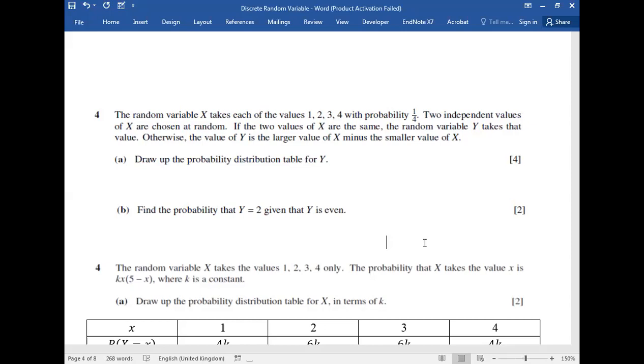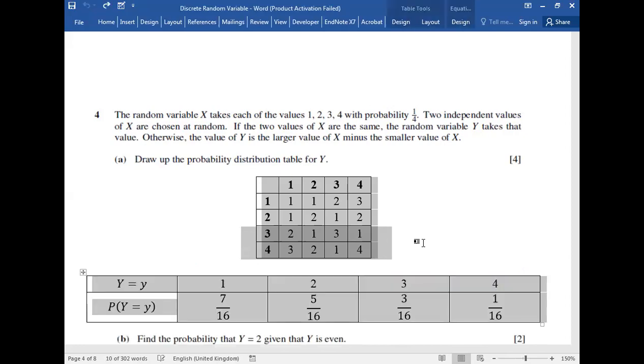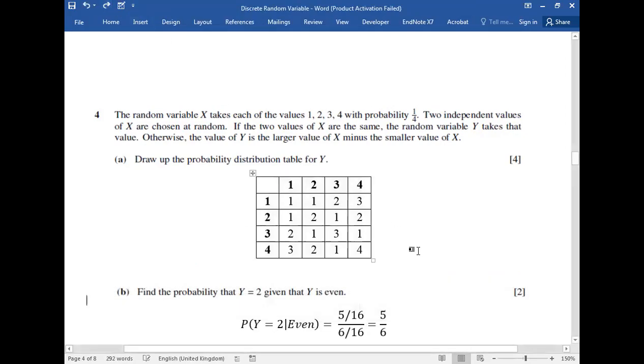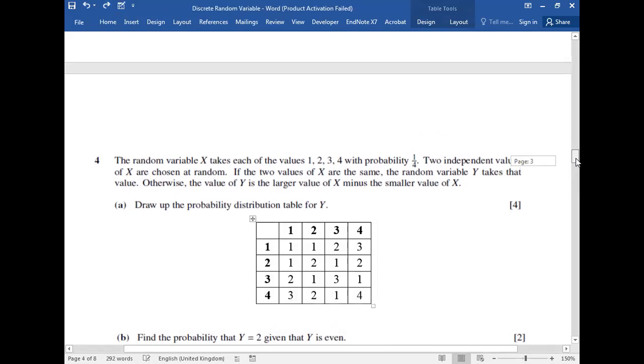And now what should we do to analyze this entire thing? Very good. We should make a possibility diagram for this one to help us understand and eventually draw the probability distribution table. So I believe this is the kind of possibility diagram that you can make.